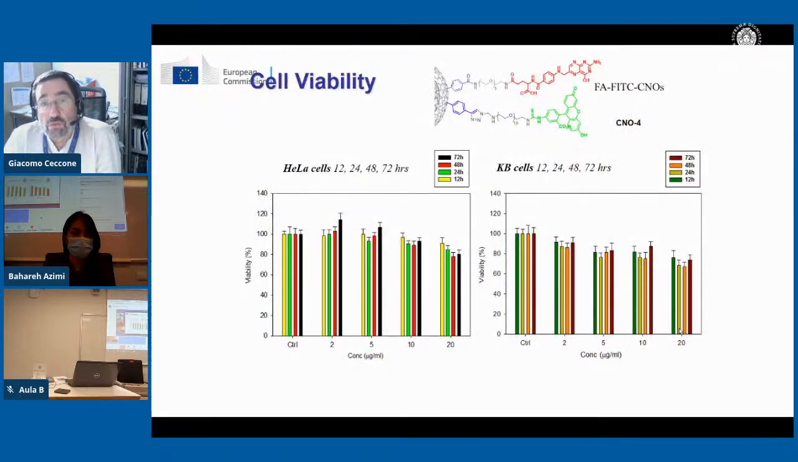So we also did some cell viability studies in order to see if this material with these functionalities was toxic or not. And in fact, they are not toxic up to 20 micrograms per milliliter. At 20 micrograms per milliliter, you start having a decrease of the viability to about 70%.